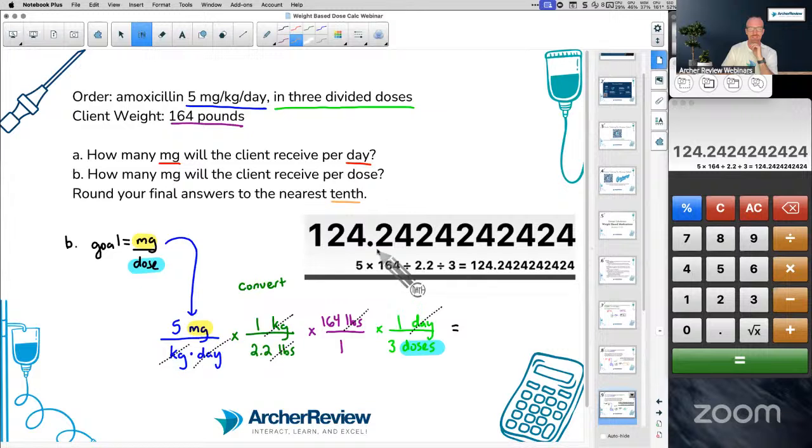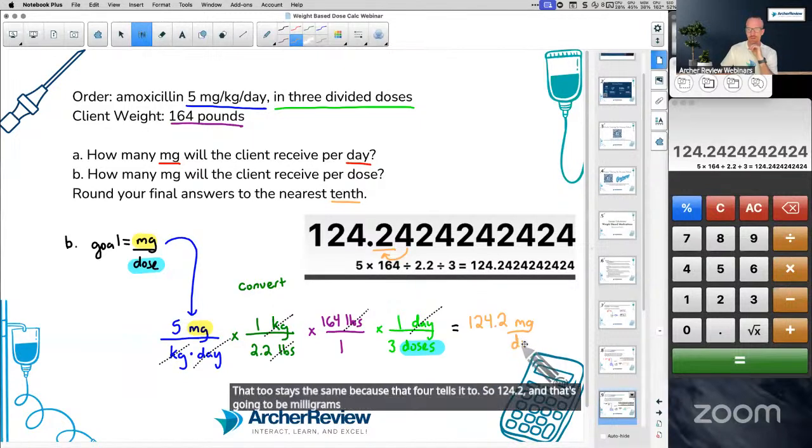Round to the nearest tenth. That 2 stays the same because that 4 tells it to. So 124.2, and that's going to be milligrams per dose.